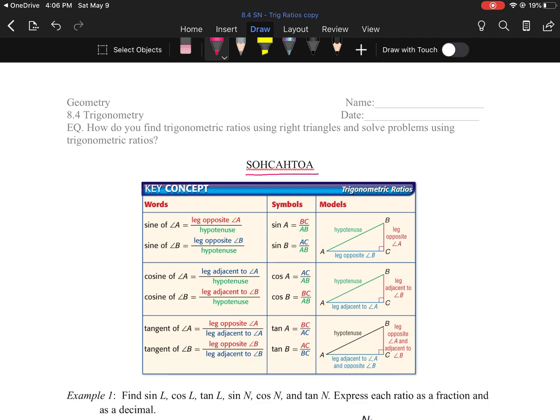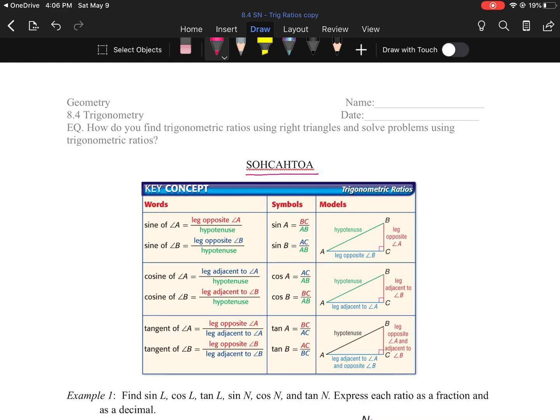All right, so SOHCAHTOA, it's just a mnemonic device to help you remember sine, cosine, and tangent ratios. The other thing I will say is this always deals with right triangles, and it only deals with right triangles. So that's what the last two sections of this chapter are: how do we find out this information with triangles that are not right? So we're going to focus on right triangles today.